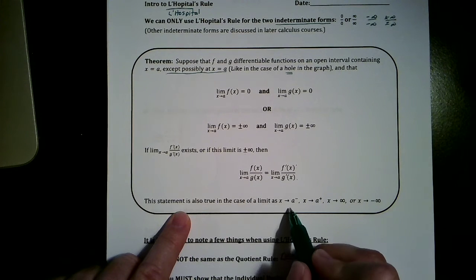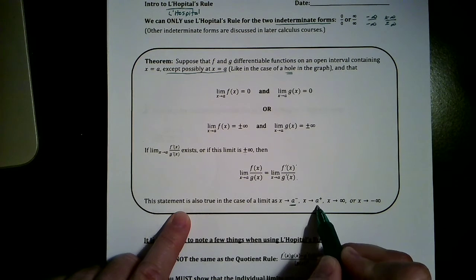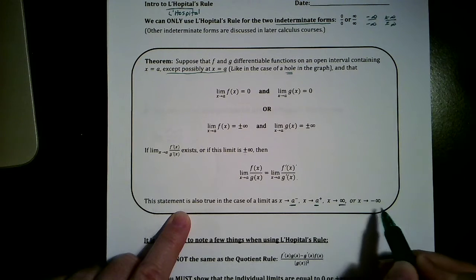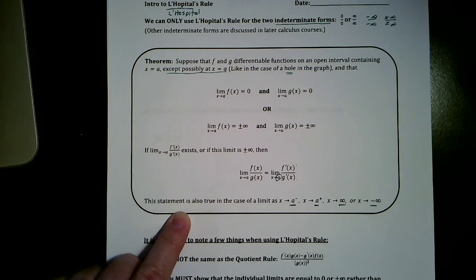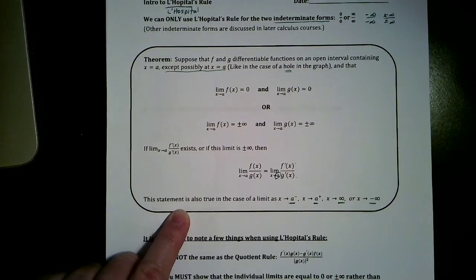It's also true as you do left-handed limits, right-handed limits, or approach infinity or negative infinity. So this does not have to be a number. It could be a left-handed limit, a right-handed limit, or one of the infinities, as well as just regular old numbers.